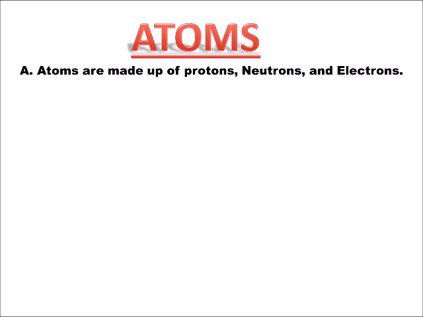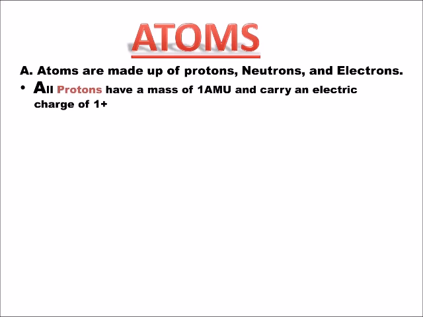Atoms are made up of protons, neutrons, and electrons. It's also important to note that those protons, neutrons, and electrons are made up of even smaller particles. They're called quarks. But we're going to talk specifically about protons, neutrons, and electrons. Protons have a mass of 1 atomic mass unit, and each proton carries an electric charge of +1. Here's a proton. It's labeled with a P and a plus sign because it carries an electric charge of 1.